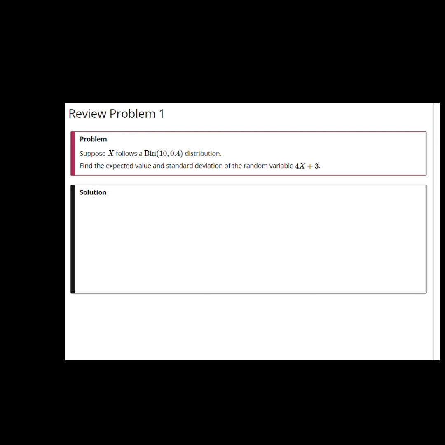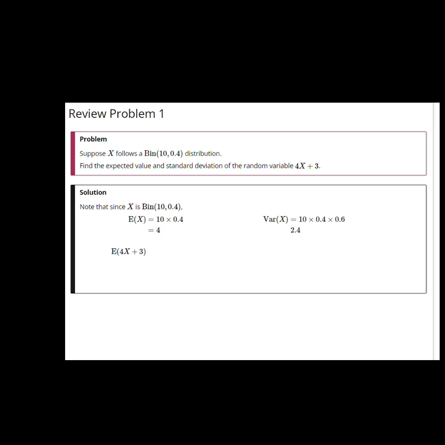The first thing you should do toward solving this problem is to note that x has a binomial distribution, and we know the expected value and the variance of a binomial. The expected value is n times p, in this case 10 times 0.4, which is 4. And the variance, n times p times 1 minus p, 10 times 0.4 times 0.6, which is 2.4.